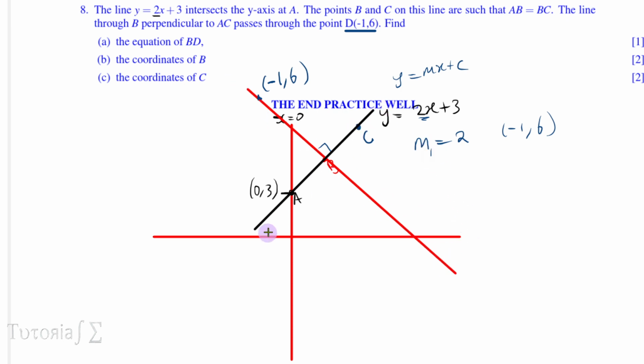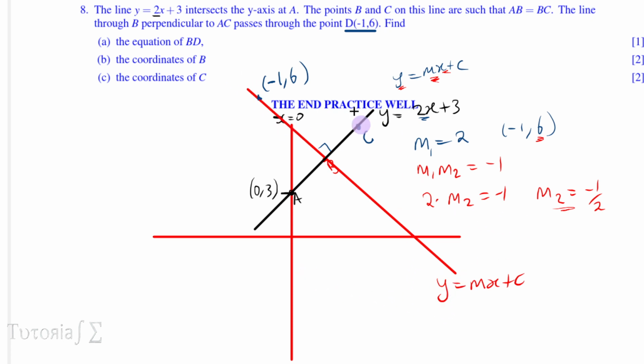So this is gradient 1 of this line. Then the gradient of this one: m1 times m2 is equal to -1. Our m1 is this one, so 2 times m2 is equal to -1. Then our m2 will be equal to -0.5. So we replace in this equation now to find our c. Our y is 6, our m is -1/2, and our x is -1, using y is equal to mx plus c. So we say 6 is equal to -1/2 times -1, plus c.